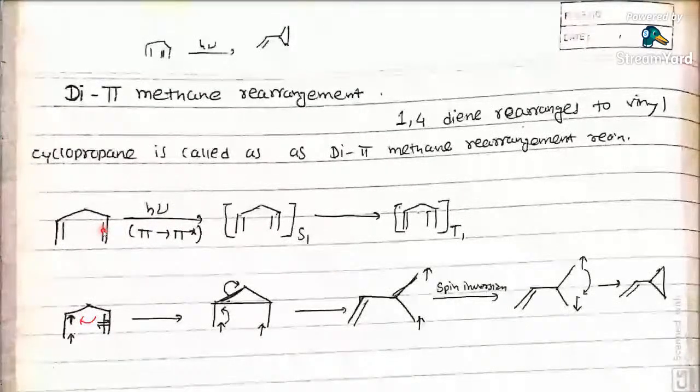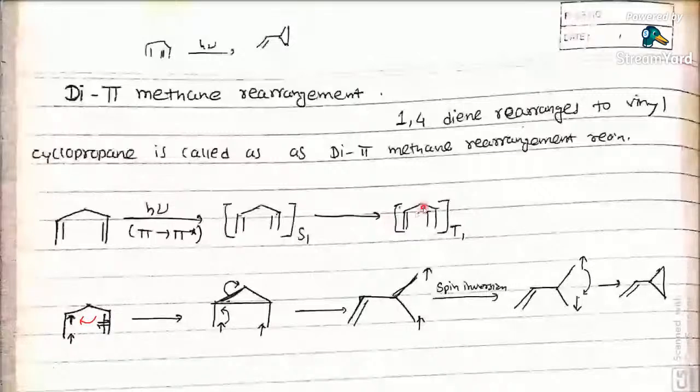Because for that, the transition will be a pi to pi star transition. Initially they will go to the S1 state, and from that it will go to the triplet state. The square brackets are given here because these are not stable states, they are metastable states, so they should be written in square brackets.